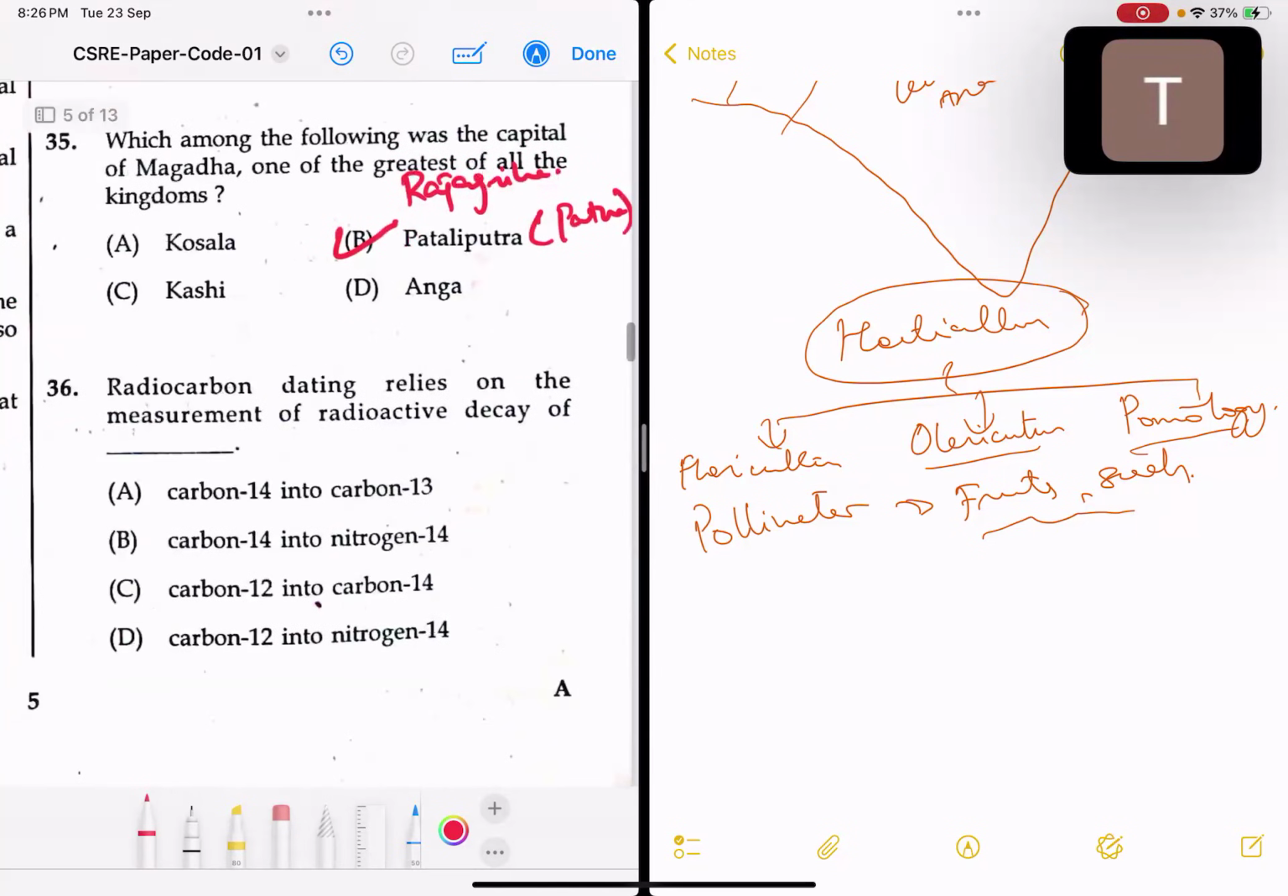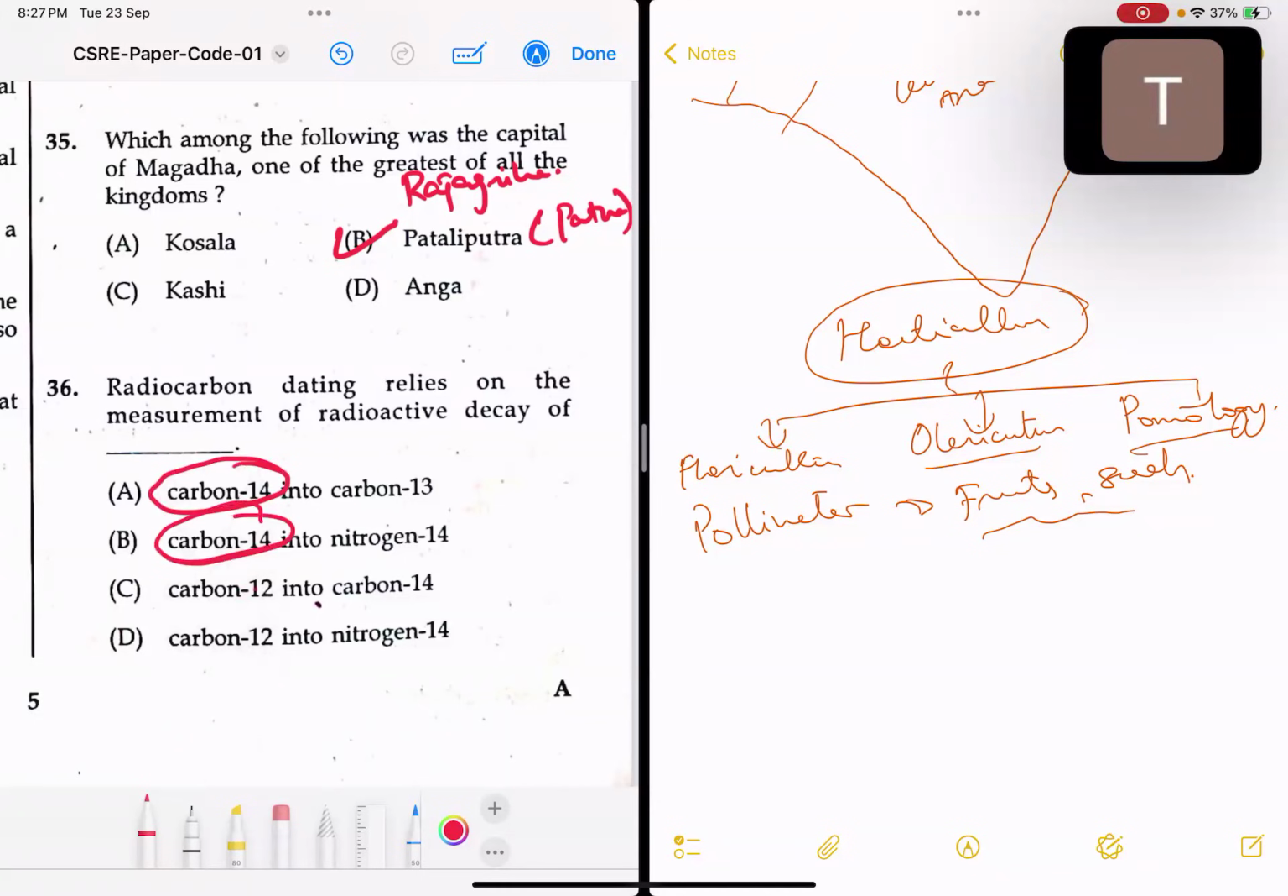Now let's come to question number 36. Radiocarbon dating relies on the measurement of radioactive decay of. So radiocarbon dating actually deals with the decay to determine the age of different things, right? And for this, we need a radioactive element, okay? And that radioactive element is carbon-14, okay?